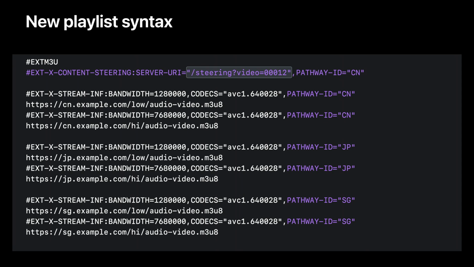The server URI attribute specifies where the content steering server is. Clients will poll for content steering updates from this URI. But what if your playlist contains media groups? No problem. It's still very simple to enable content steering.